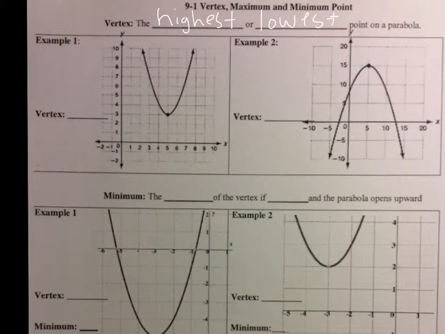So you'll write this as 5, 3 as the coordinate. So your vertex would be 5, 3. I encourage you to pause the video and try example 2.